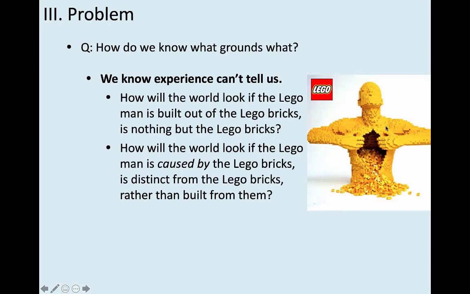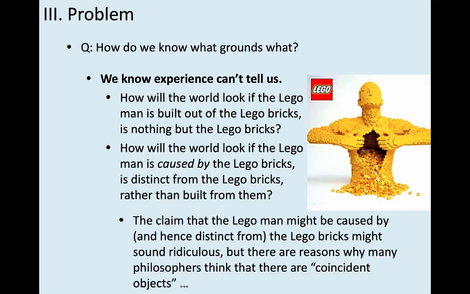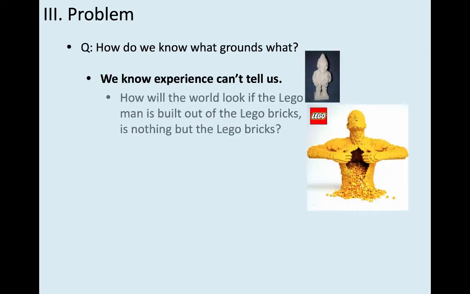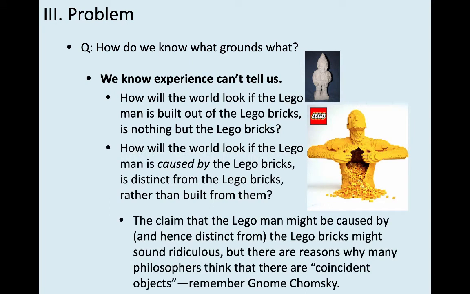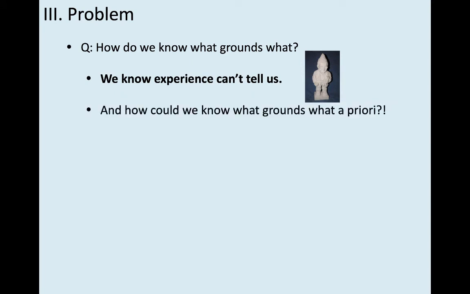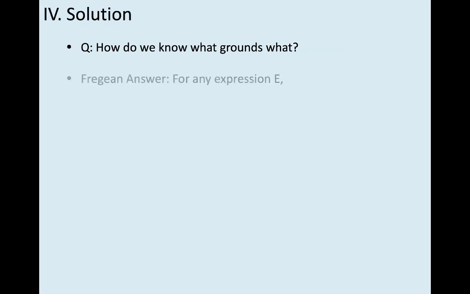It stands in the same relation that you might think Lumpy stands to Noam Chomsky. That is, they are coincident objects. So the claim that the Lego man might be caused by the Lego bricks might seem ridiculous, but there are reasons why many philosophers think that there are coincident objects. We talked about those with the Noam Chomsky case. Okay, so how do we know what grounds what a priori? Since experience can't tell us what grounds what, how can we know it a priori?